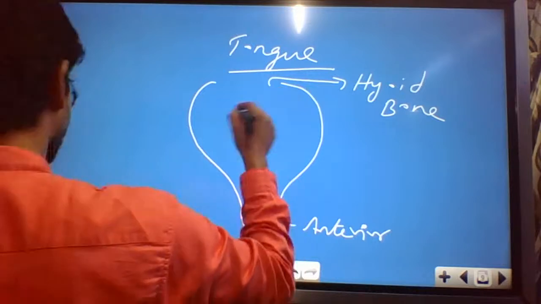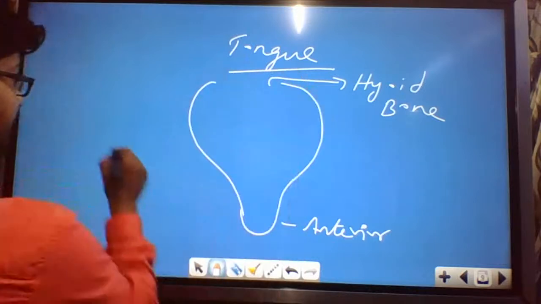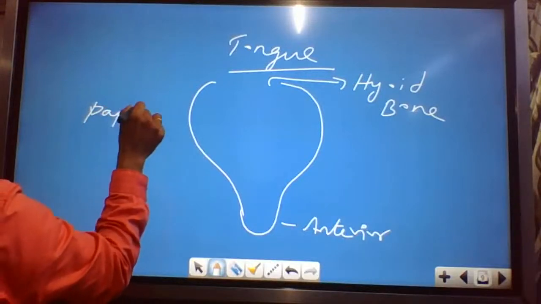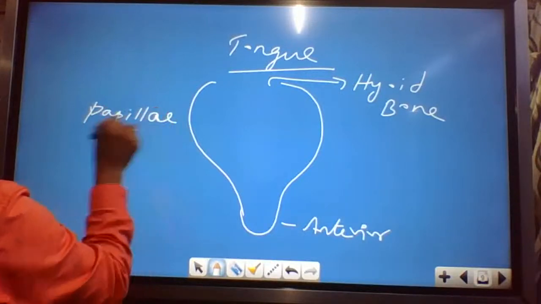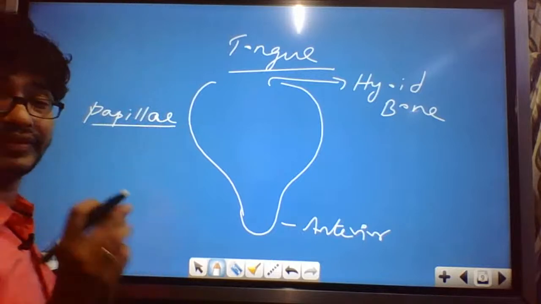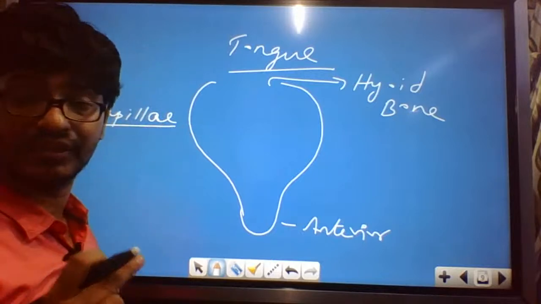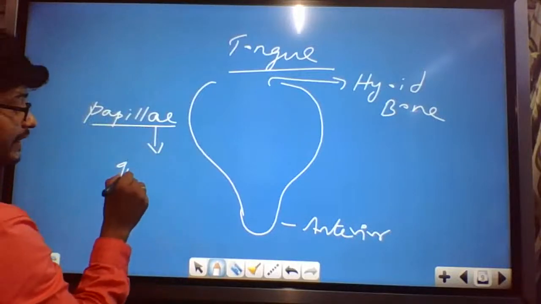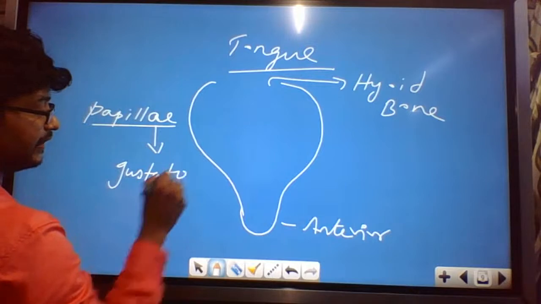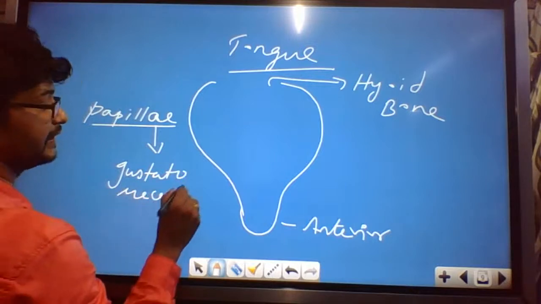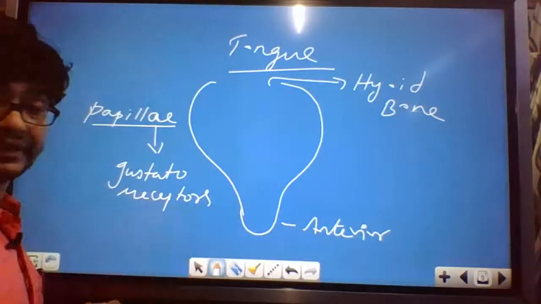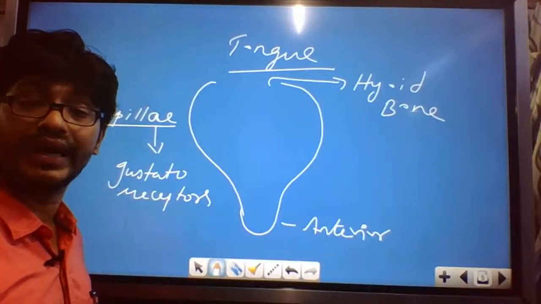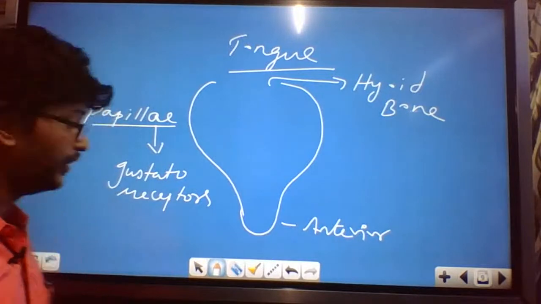So what does the tongue consist of? The tongue consists of papillae. What is the papillae? Papillae are certain perforation-like structures on the tongue. These papillae have a kind of gustatory receptors. These receptors play a very important role in identifying the taste of the food. So this is the gustatory.